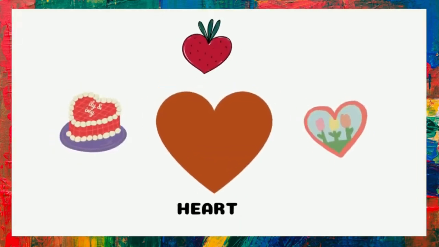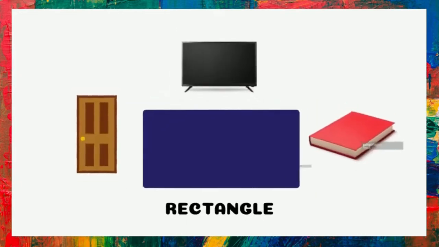What is the name of this shape? Heart. It's a heart. Examples of heart are cake, strawberry, photo frame. What is the name of this shape? Rectangle. It's a rectangle. Examples of rectangle are door, TV, book.